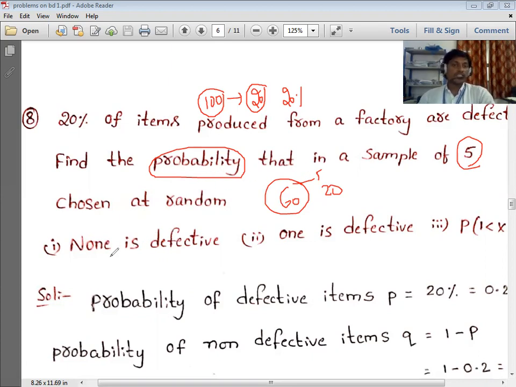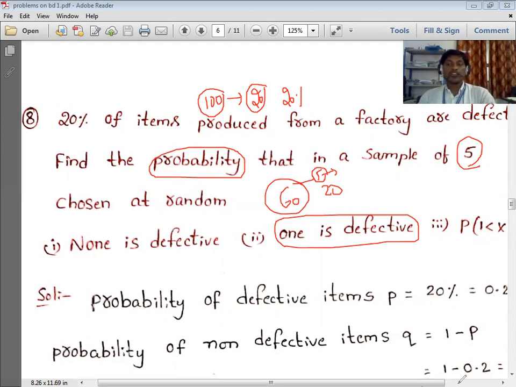Now what are they asking? The probability that none is defective. What I selected, 5 members, in that none is defective. It means all 5 are passed students. What is the possibility for 5 students being passed students? Next, one is defective. It means only one student is defective, and the rest are passed students. It means one failed student and the remaining 4 should be passed students.